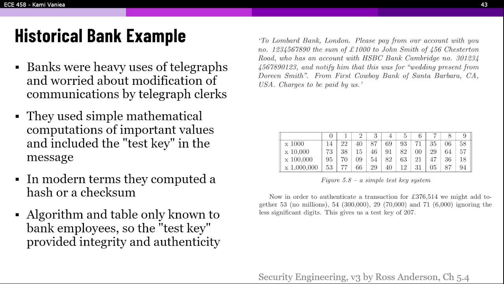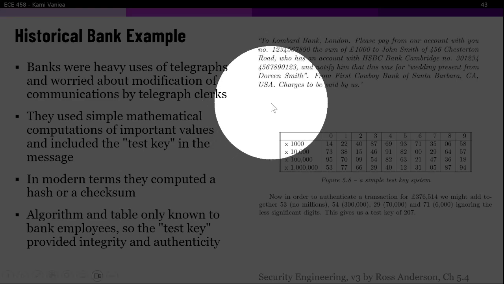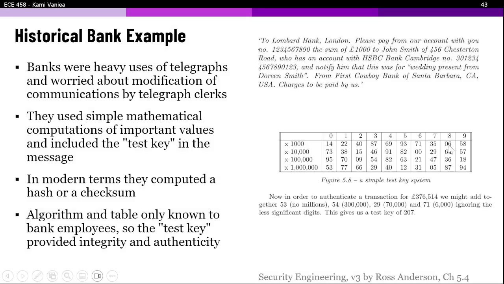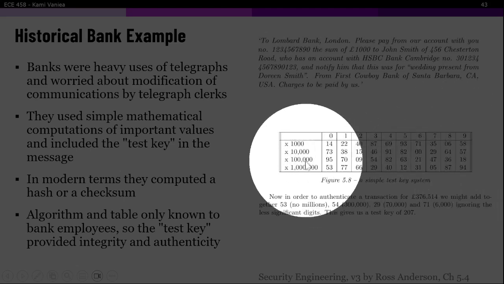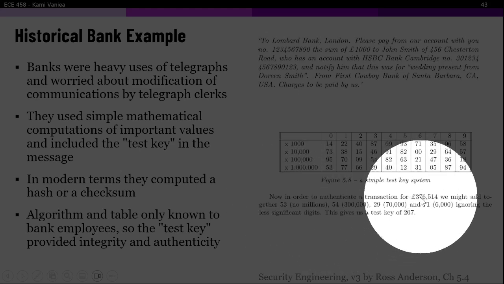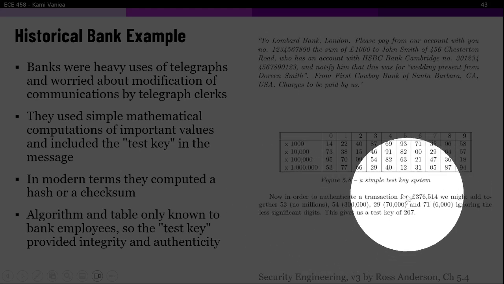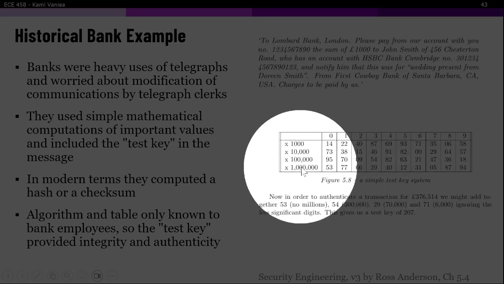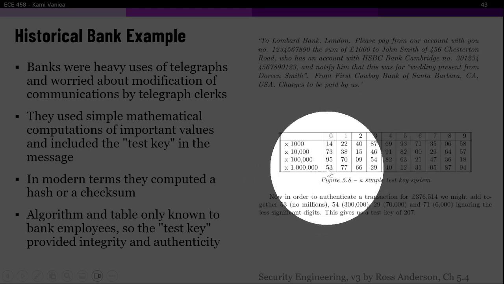And so what they did is they built a very rudimentary hash. What they would do is they would have a key, which is this table. So this table was printed out and shared with all the banks. Then what you do is you take the amount of money that you wanted to send between the two banks and you use that to look up some numbers. So in the millions place, let's say you want to transfer 376,514. So there is no millions, so you pick the 0 here for 53.